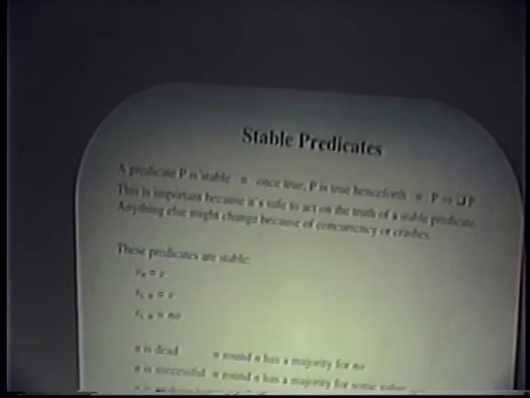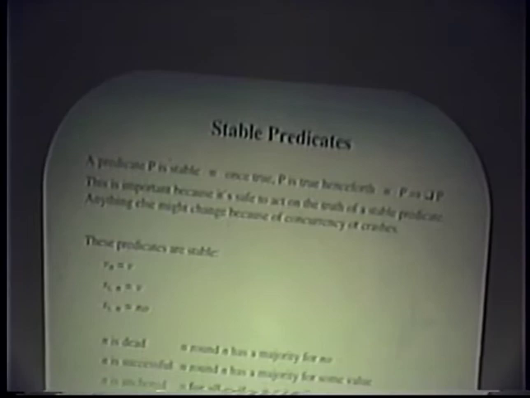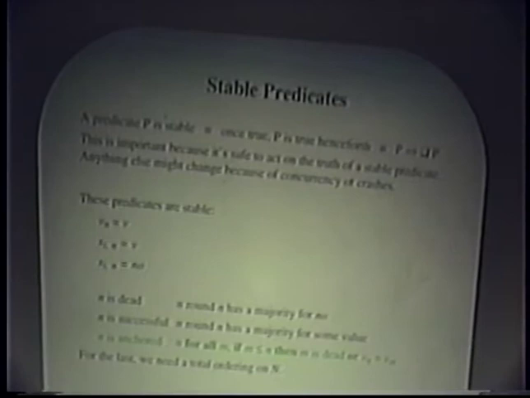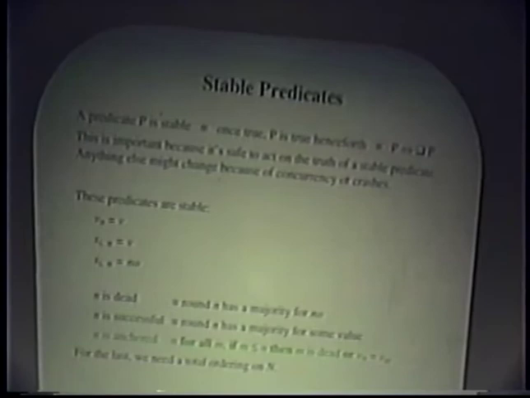Why is this important? Well, the reason is that if you find out that some stable predicate has become true, then it's safe to act on that knowledge, because nothing that can happen later can make it false. If you find out that some predicate that's not stable is true, in a distributed system, it's dangerous to act on it, because crashes and concurrency and all kinds of other things can happen in the system that could make it false now. So stable predicates are really good.